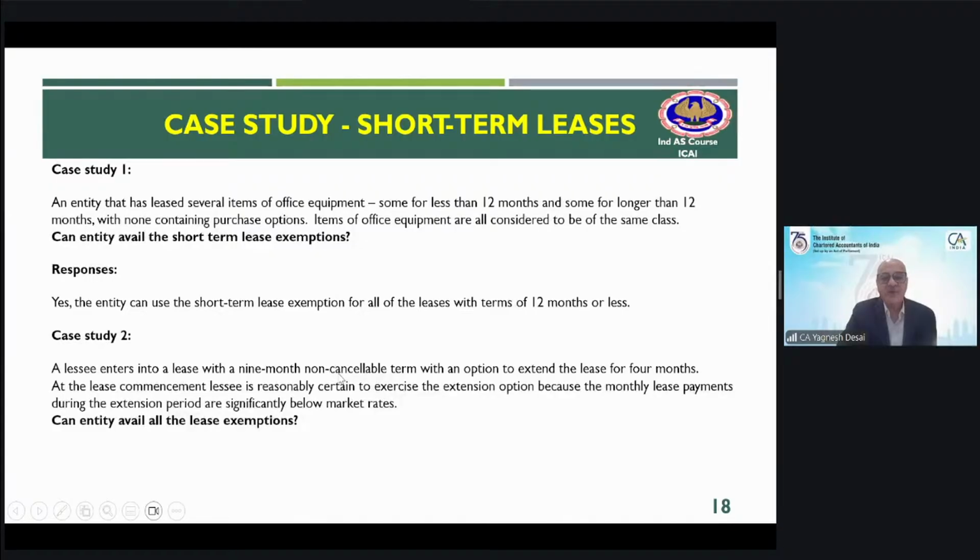A lease with a 9-month non-cancelable term with an option to extend the lease for 4 months. Important is the existence of this option and the chances that you will be exercising the option. At commencement, the lessee is reasonably certain to exercise the option because the monthly lease payments during the extension are significantly below the market rate. You are given such terms that you extend at the same rate, or maybe 10% lesser than the market rate. You're bound to extend it. So it is reasonably certain that you will exercise this extension option.